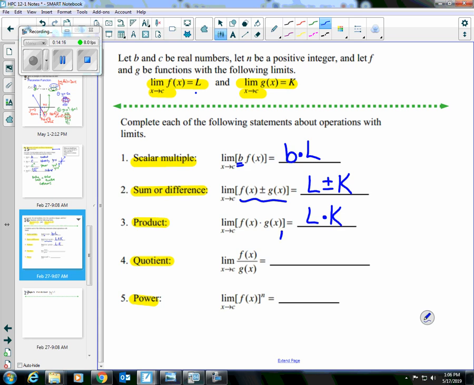You can divide them. So L divided by K. Just be aware the K can't be 0, right? Because we can't divide by 0. And you can also take limits to powers. So if you have the value of a limit and you're raising it to a power, it's just whatever the limit is then raised to that power. So we can do operations with these things as well.